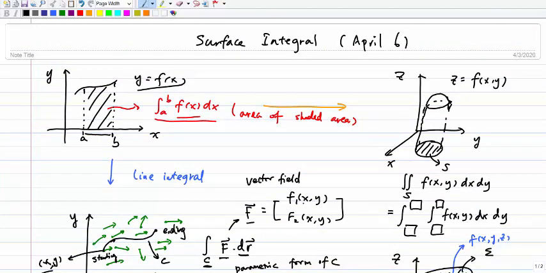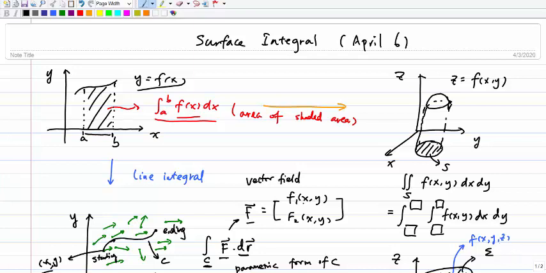The surface integral is somehow related to the double integration. A few lectures ago, we talked about double integration. So here's how we move from single integration to double integration. For single integration, we talk about just a line from A to B along the x-axis. Now for double integration, we talk about an area.